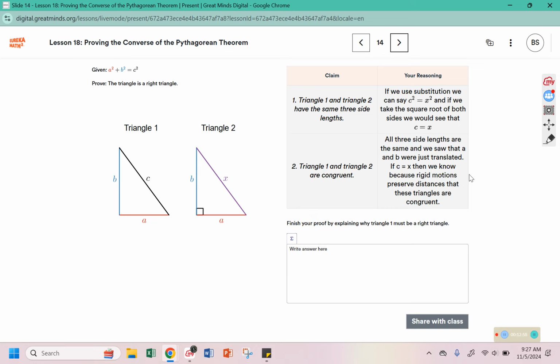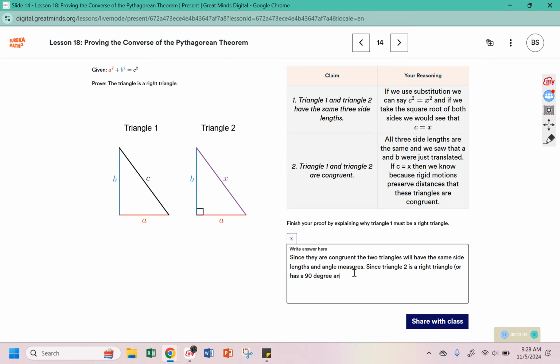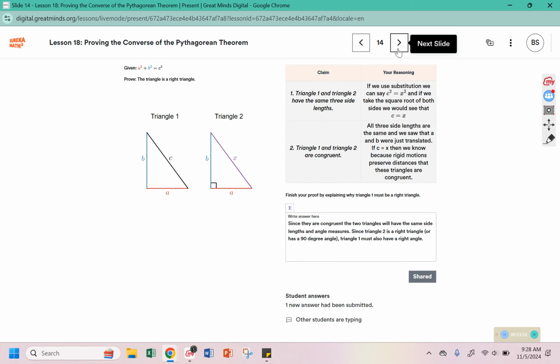It says, finish your proof by explaining why triangle 1 must be a right triangle. Since they are congruent, the two triangles will have the same side lengths and angle measures. Since triangle 2 is a right triangle, or it has a 90-degree angle, triangle 1 must also have a right angle. Being congruent means they have the same side lengths and the same angle measures.